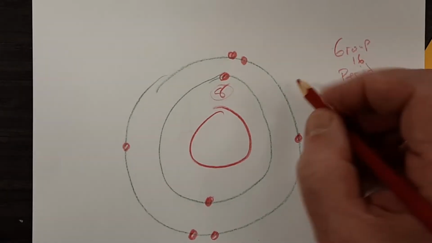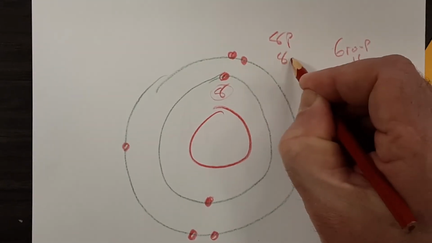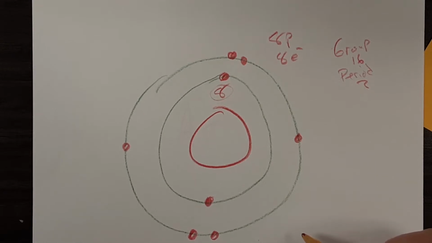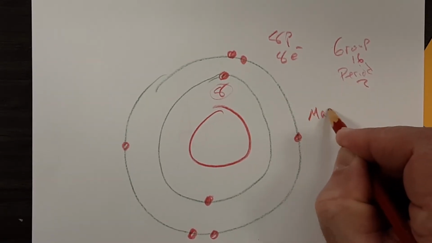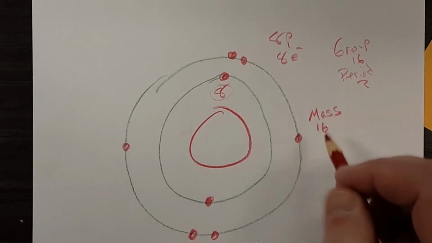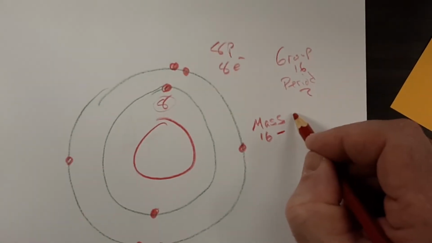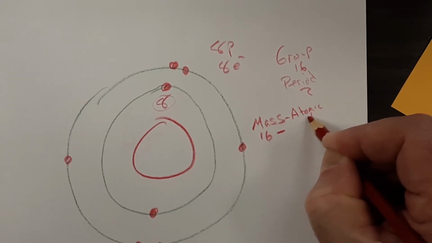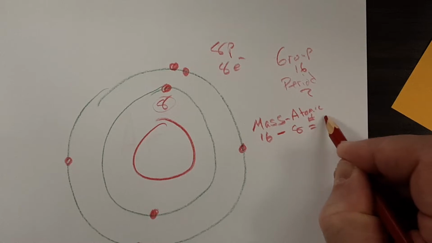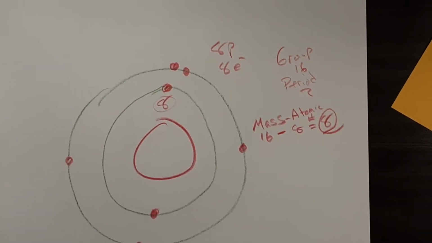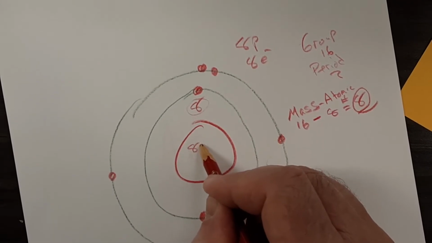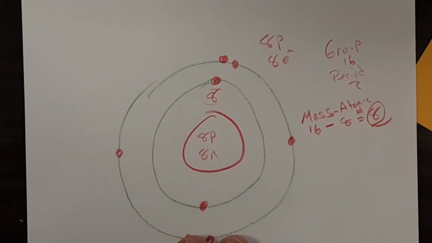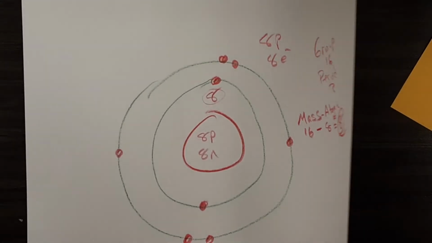Total of 8. So we've got 8 protons, 8 electrons, and you already know how to calculate the neutrons, but let's remind ourselves, if the mass is 16, mass minus the atomic number, which is 8, equals 8. So we know there's 8 neutrons in there too. So in here we would have 8 protons and 8 neutrons and 8 electrons. There's your oxygen. Let's do another one.